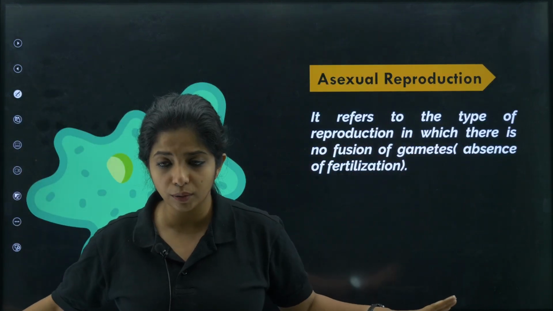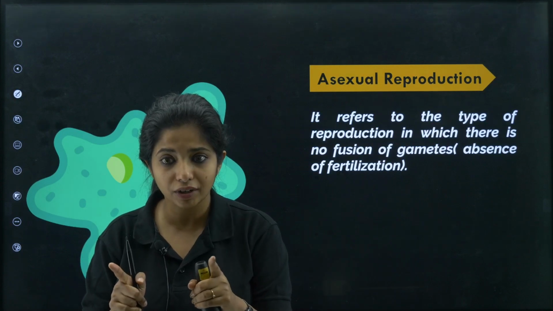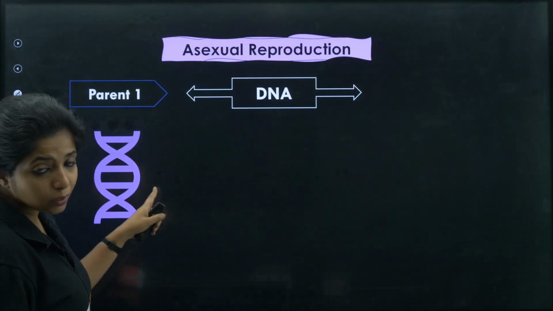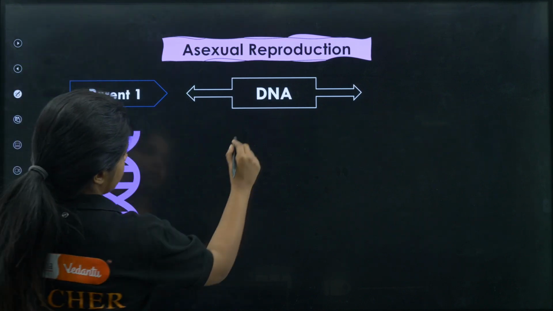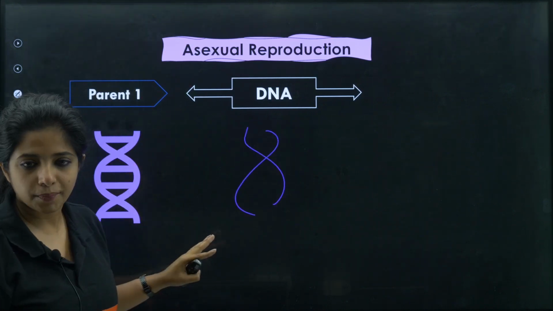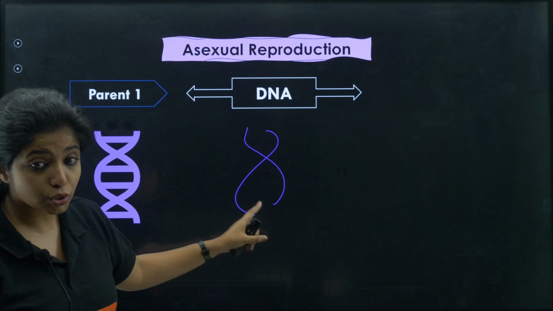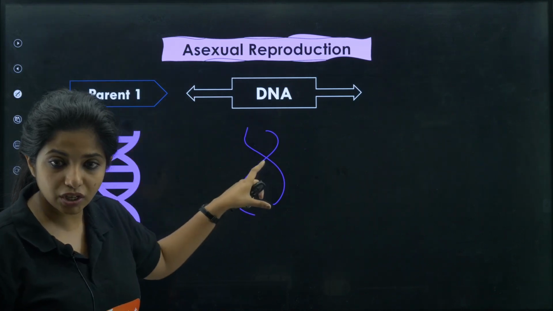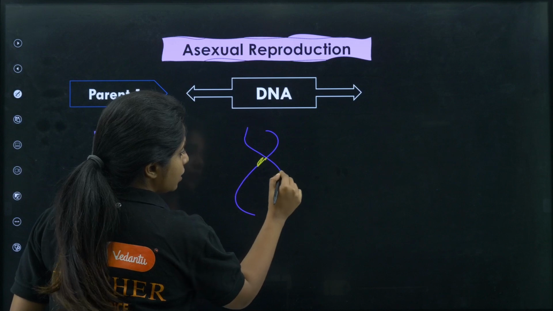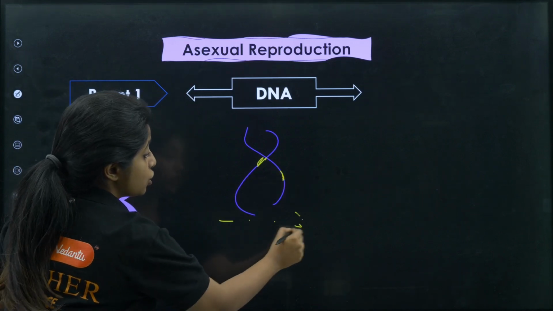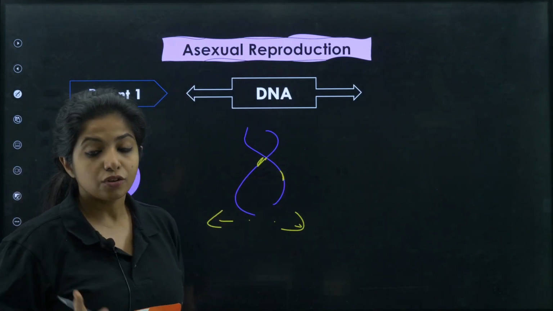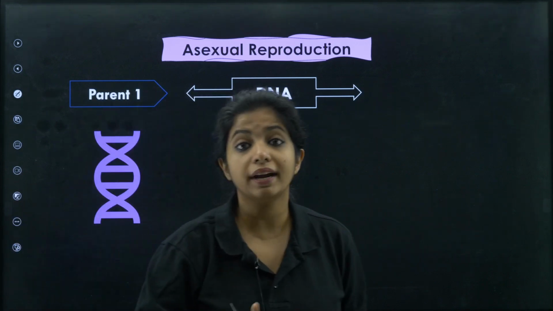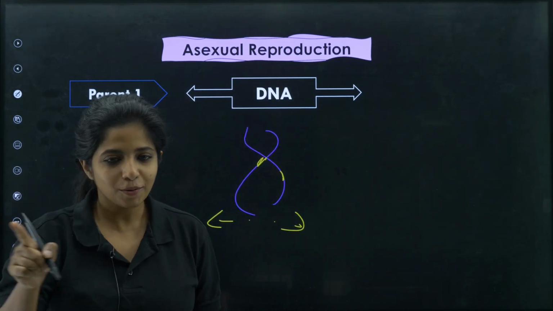There is no fusion of gametes. Do you think fusion of gametes is there? Fertilization is there? Nothing is there. Okay, so basically over here parent 1 is going to give their DNA to the progeny, that's all. But while it does so, there might be certain copying. Again, it has to copy and send the DNA, right? So there might be errors during the DNA copying mechanism, which leads to what? Variation. So in asexual reproduction also you find variation, but not as much as what you find in sexual mode of reproduction. I hope you got it.